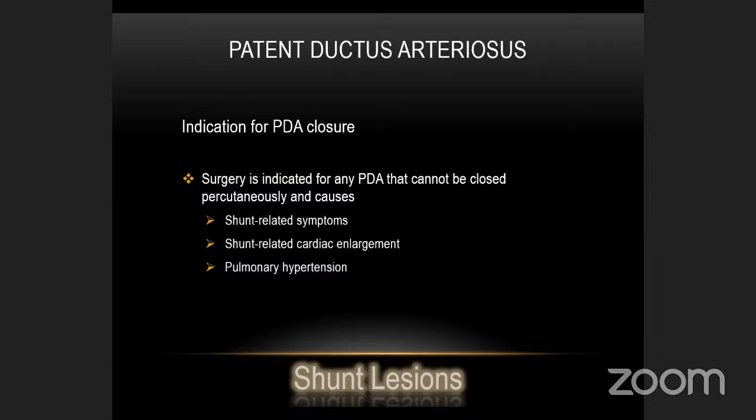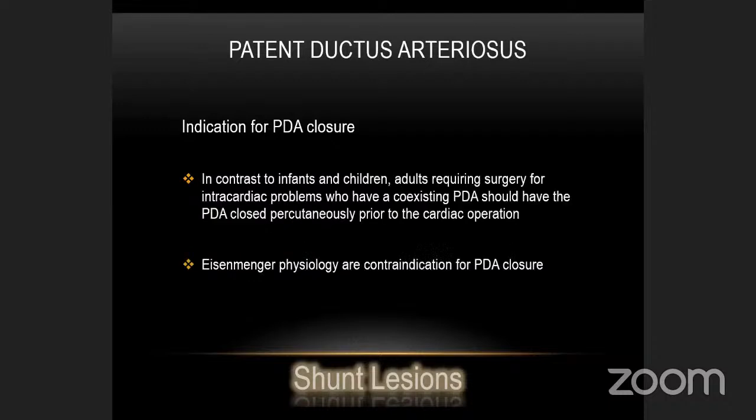As for the indication for PDA closure in adults, surgery is indicated for any PDA that cannot be closed percutaneously and causes shunt-related symptoms, shunt-related cardiac enlargement, or pulmonary hypertension. In contrast to infants and children, adults requiring surgery for intracardiac problems who have a coexisting PDA should have the PDA closed percutaneously prior to the cardiac operation. Eisenmenger physiology is a contraindication for PDA closure.